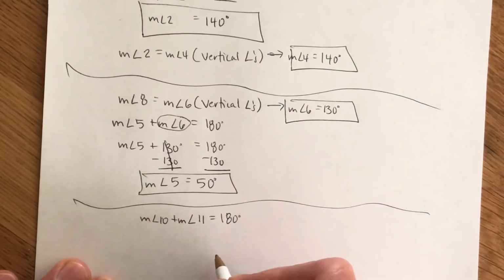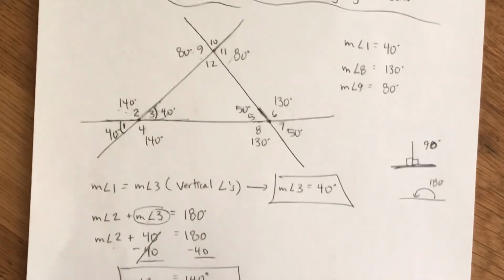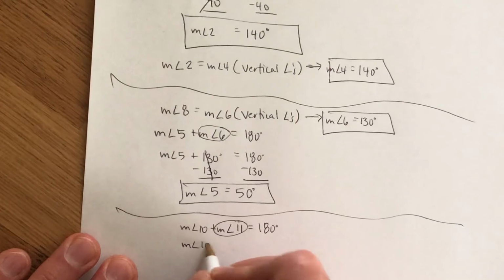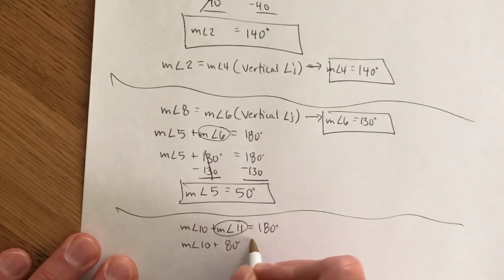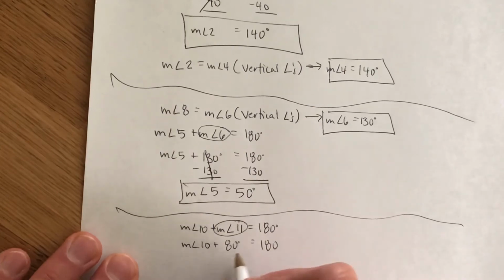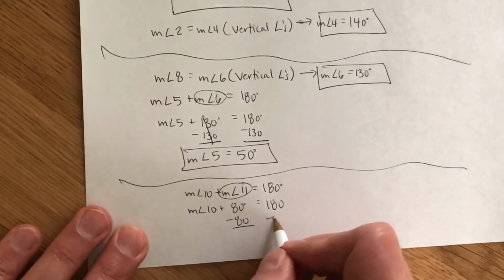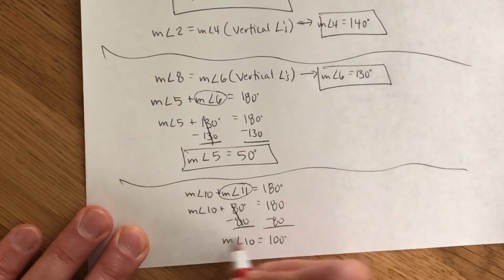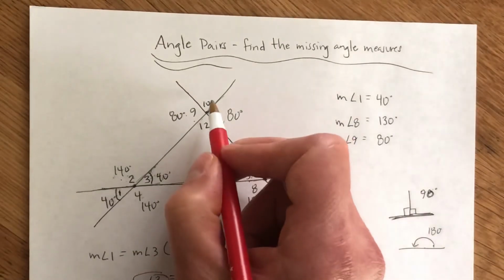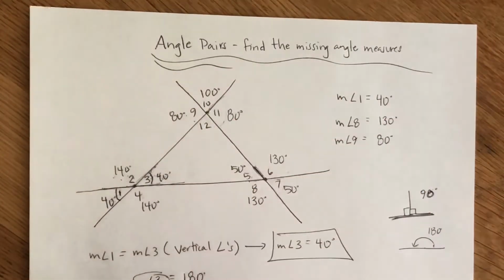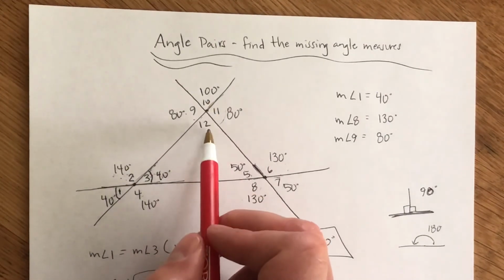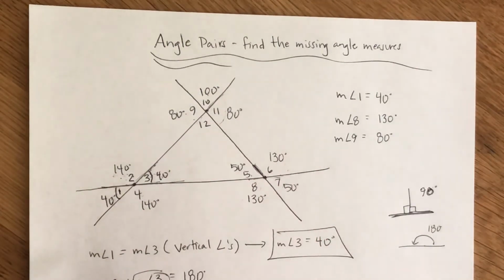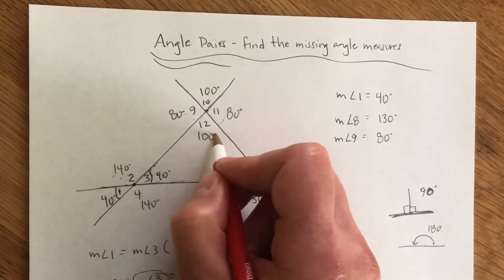And we know what the measure of angle 11 is. We know that the measure of angle 11 is 80 degrees. So we can substitute that in. The measure of angle 10 plus the measure of angle 11, which is 80 degrees, equals 180 degrees. Subtract 80 from both sides. So we get that the measure of angle 10 equals 100 degrees. So this is 100 degrees. And then finally, angle 10 and angle 12, they're vertical angles, so that means they're congruent. Their measurements will be equal. So if the measure of angle 10 is 100 degrees, then the measure of angle 12 is 100 degrees.